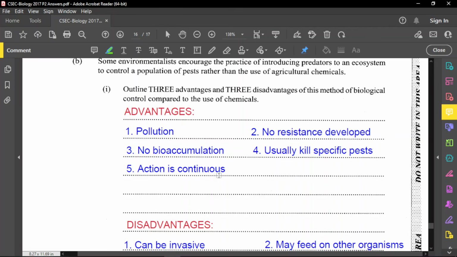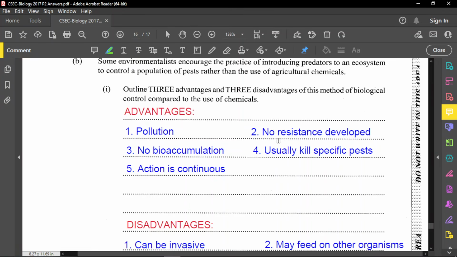With chemicals, you have to be applying them over and over or in certain time periods. But once the predator is there to destroy, or the biological mechanism or agent is there, then they will always be there ready to destroy the pest.